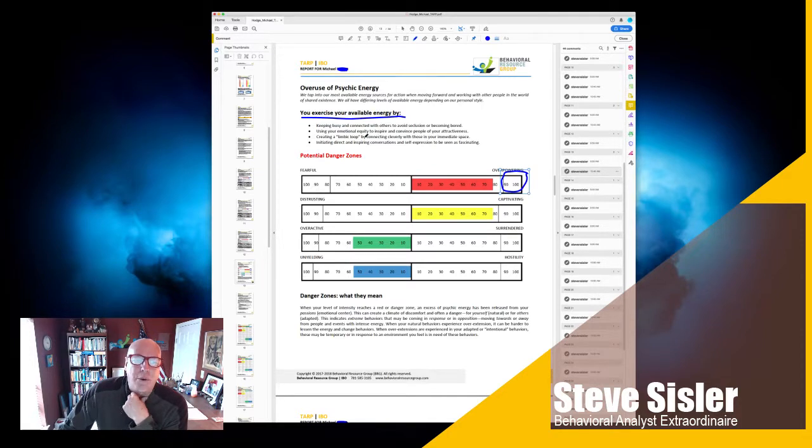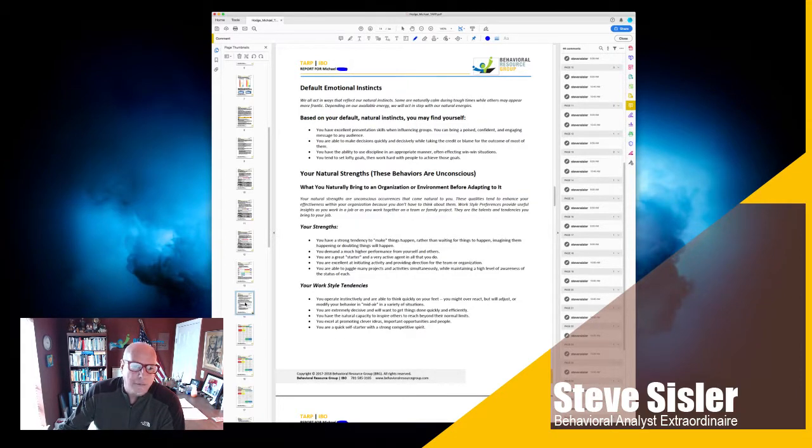Using your emotional equity to inspire and convince people of your attractiveness. Creating a limbic loop by connecting cleverly with those in your immediate space. Initiating direct and inspiring conversations and self-expression to be seen as fascinating. Wow. Very good stuff.